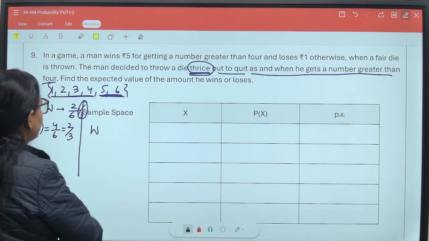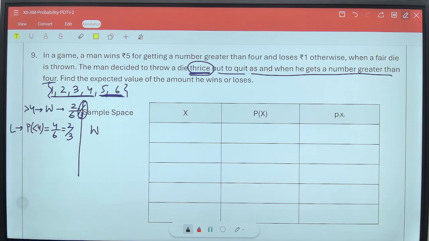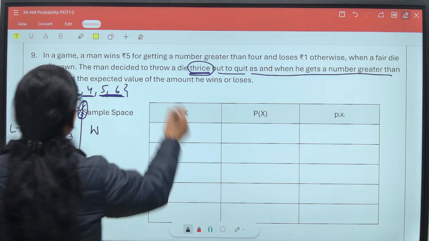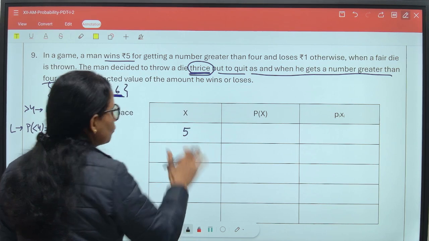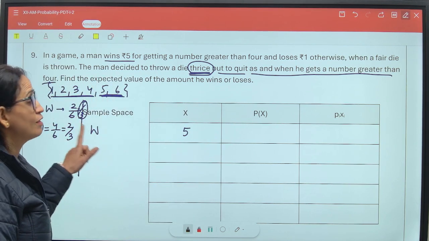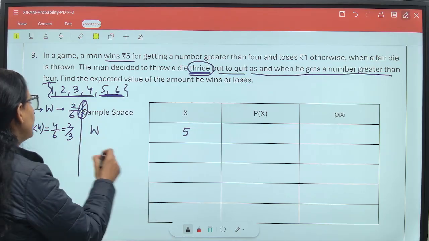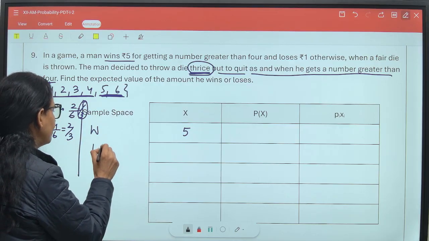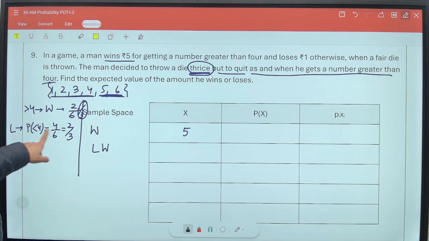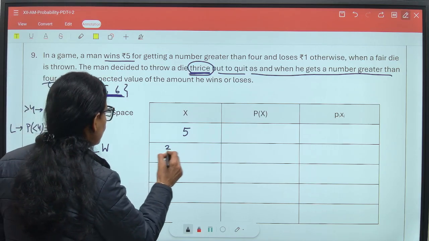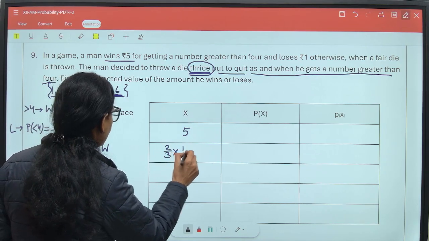The probability of getting this is 1/3. So that means he is going to win ₹5. So the value of the amount he is going to win is ₹5 if he wins in the first throw. Suppose he loses in the first throw and then wins in the second throw. So that means for the first throw, the probability is 2/3, and for the second it is again 1/3.